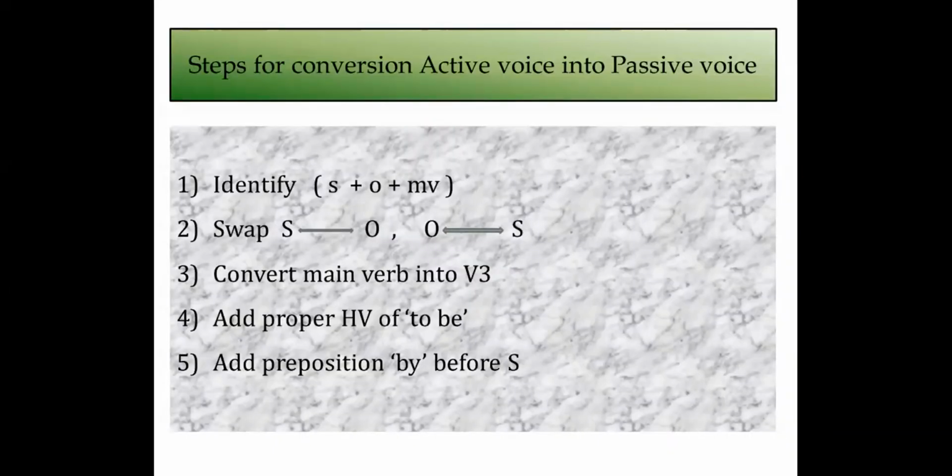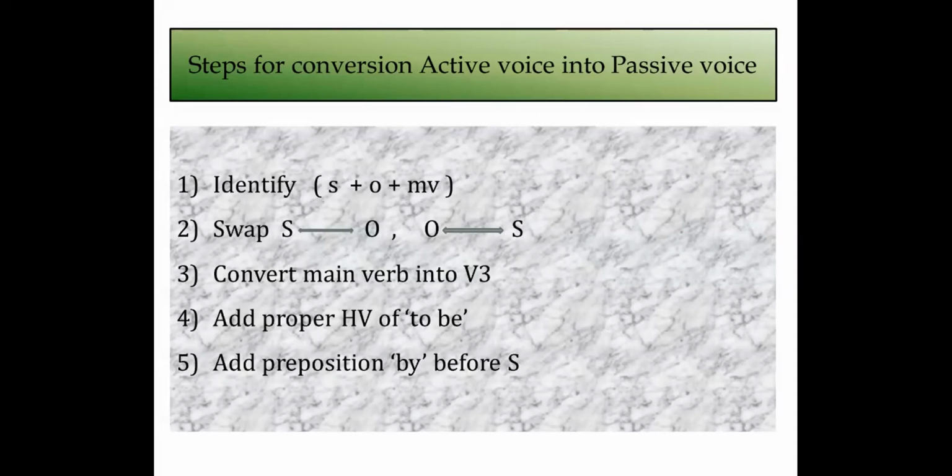So what are the steps for conversion of active voice into passive voice? First, when we are changing an active voice sentence into passive voice, we have to identify in the active voice which is the subject, which is the object, and what is the main verb.